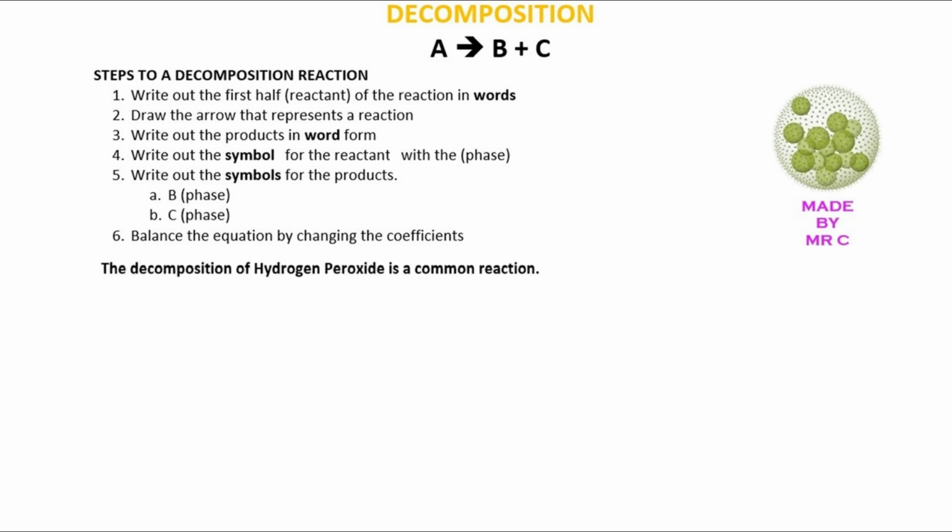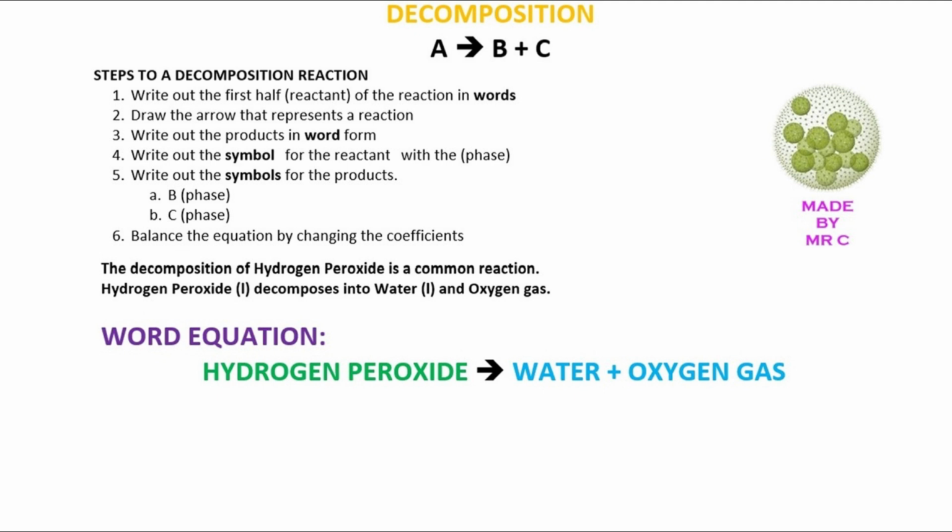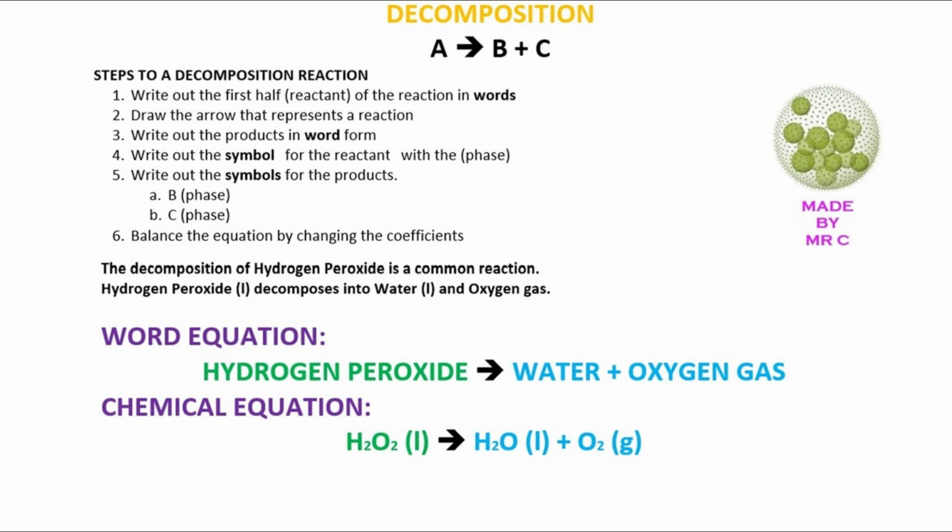A classical decomposition reaction is the decomposition of hydrogen peroxide. Hydrogen peroxide, which is a liquid, decomposes naturally into water, which is a liquid, and oxygen gas. So the word equation is hydrogen peroxide with an arrow for the reaction turns into water and oxygen gas. The chemical equation is H2O2, which is a liquid, arrow, gives us H2O, which is a liquid, plus O2, which is a gas.